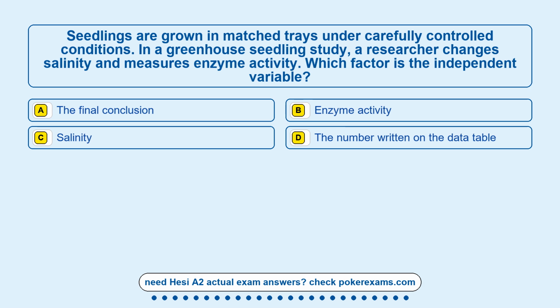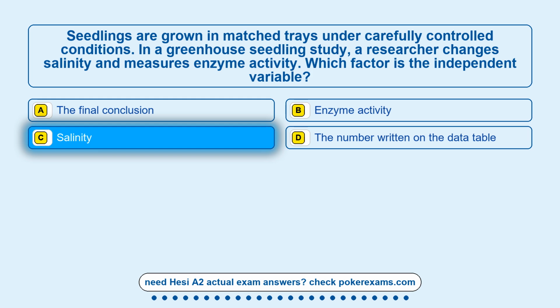Question 6. Seedlings are grown in matched trays under carefully controlled conditions. In a greenhouse seedling study, a researcher changes salinity and measures enzyme activity. Which factor is the independent variable? Option A, the final conclusion, Option B, enzyme activity, Option C, salinity, Option D, the number written on the data table. The correct answer is Option C, salinity.